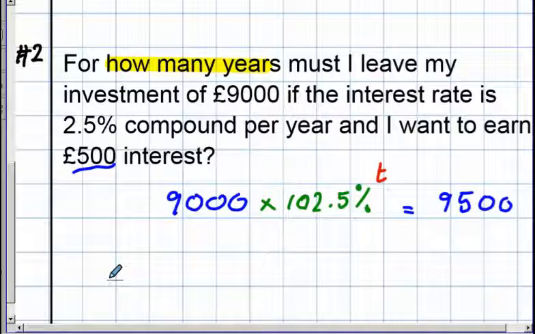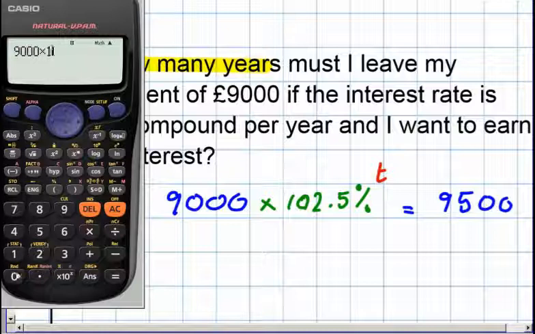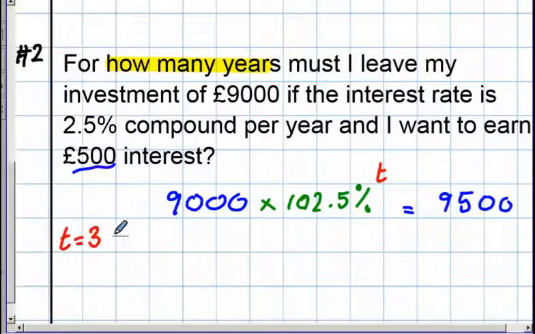Now, here's how we do it. We're going to try values of t, by trial and improvement. Can anybody give me a value to start with? 3, sir. Let's try t equal to 3. Okay, here we go. I type in 9,000 times 102.5% to the power 3, and I'm hoping it's going to equal 9,500. That was just a bit too big. So let's try 2.